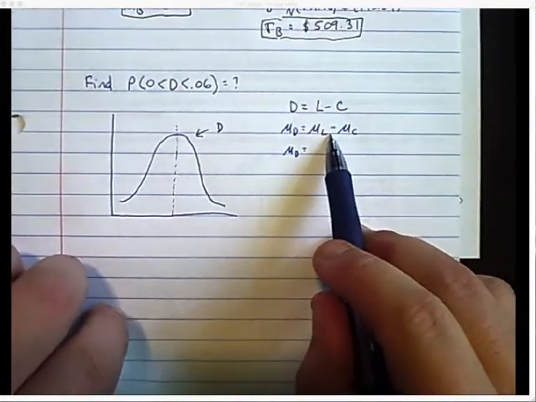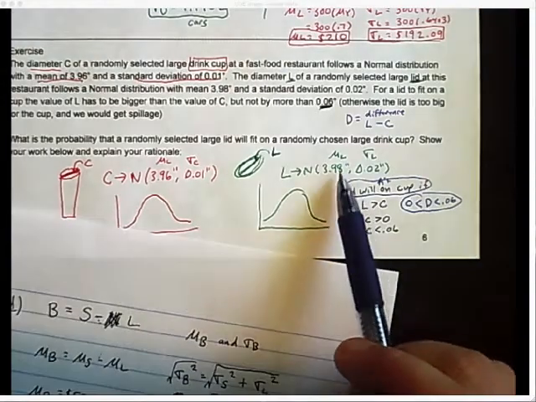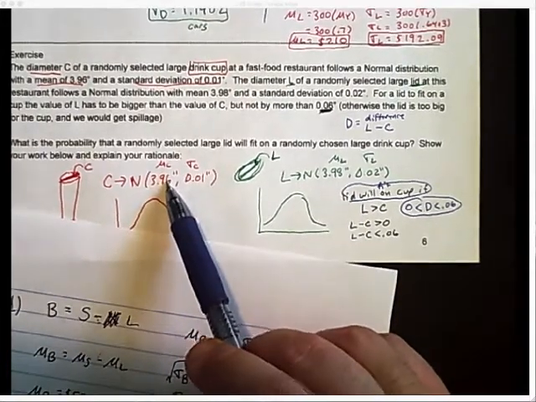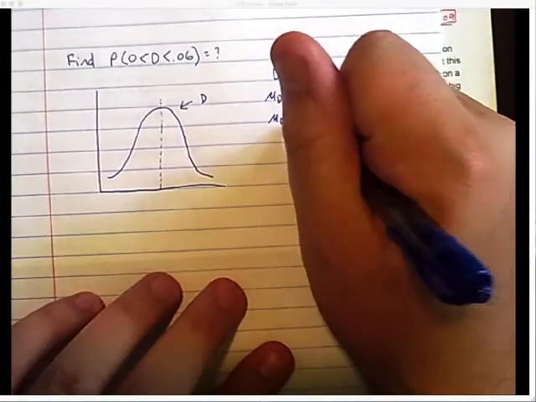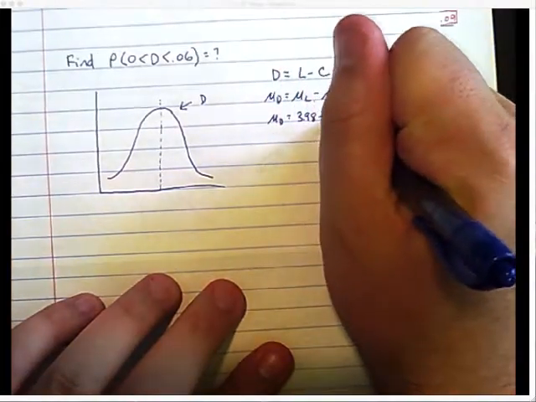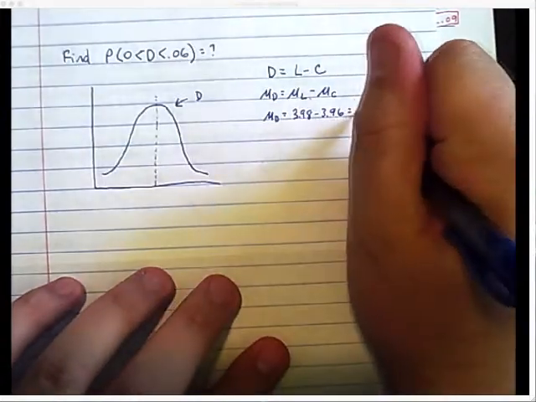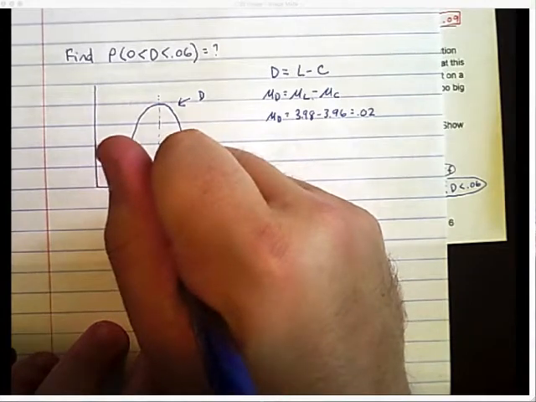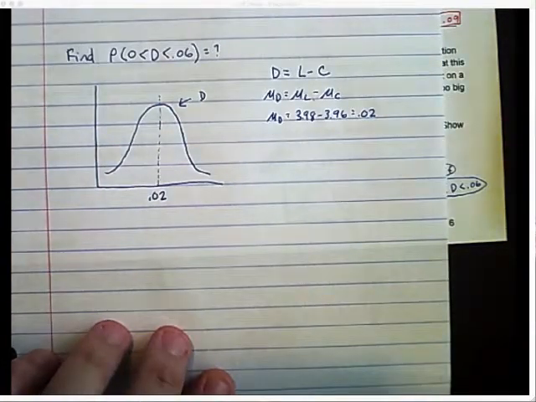So what was mu sub L? Okay. Mu sub L was 3.98. Okay, what was mu sub C? It was 3.96. So this is 3.98 minus 3.96. So that would be 0.02. So 0.02 is the mean difference. So on average, a lid is 2/100ths more than the diameter of the cup. Okay. So we figured that out.